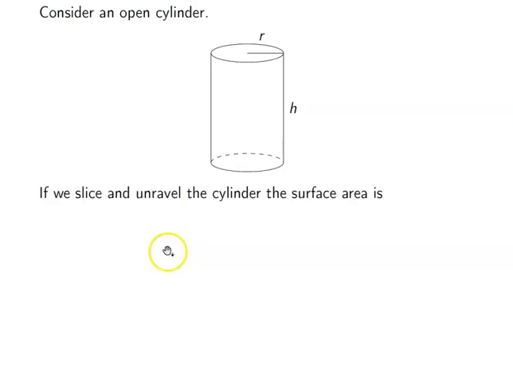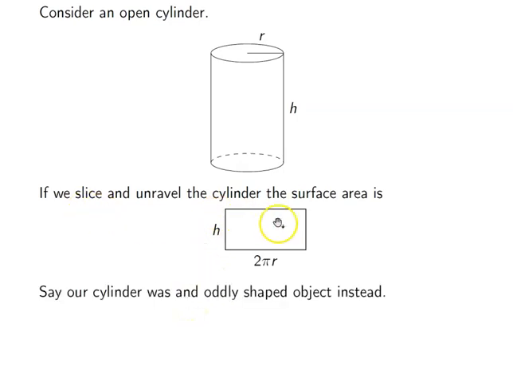So let's say that we have an open cylinder. Looks like this, right? So there's nothing on top, nothing on bottom. If we slice this in half, long ways, and unroll it, then the surface area is height h with a length of 2 pi r, right? Because the circumference of a circle is 2 pi r, and h is the other side. Okay. So then obviously the area that would be formed there would be just h times 2 pi r, right?